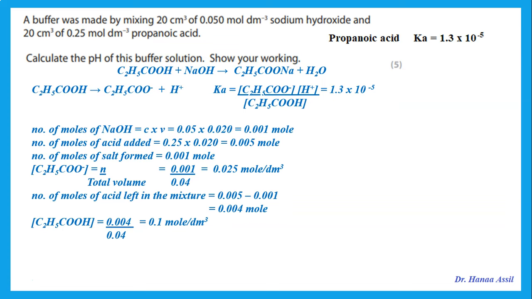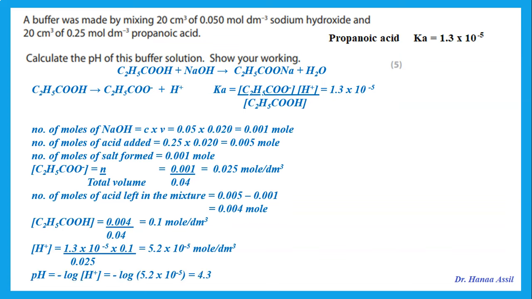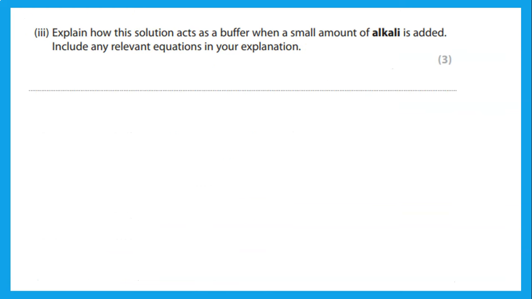Now the concentration of the acid that did not react, which is still in solution, would be the number of moles over the total volume again. So now we have this concentration. So the concentration of H+ we can get from the Ka, the expression for Ka up there: Ka times the concentration of the acid over the concentration of the propanoate. This gives the concentration of H+ ions, and the pH is minus log of that.